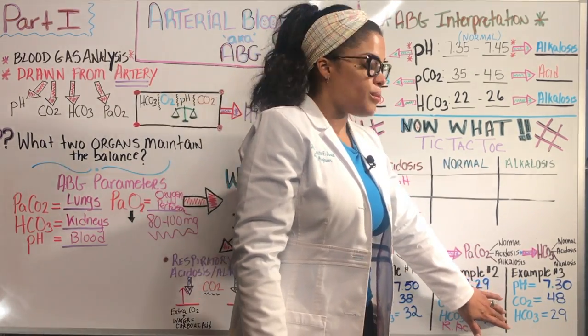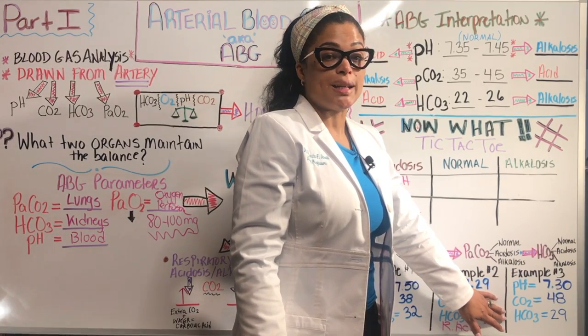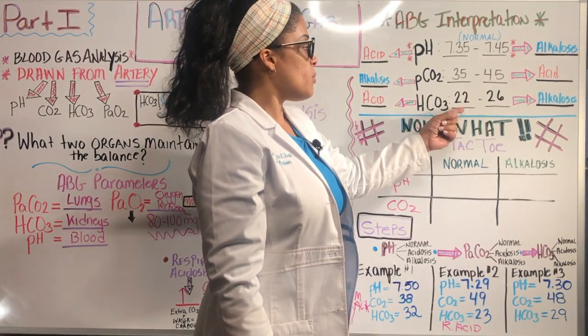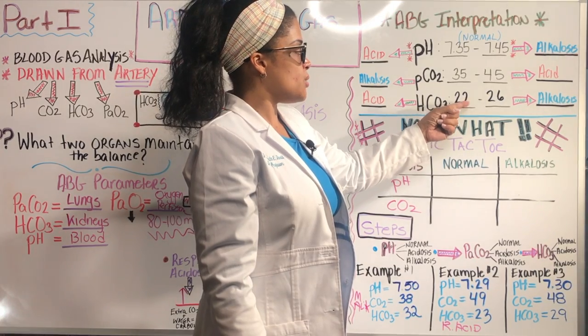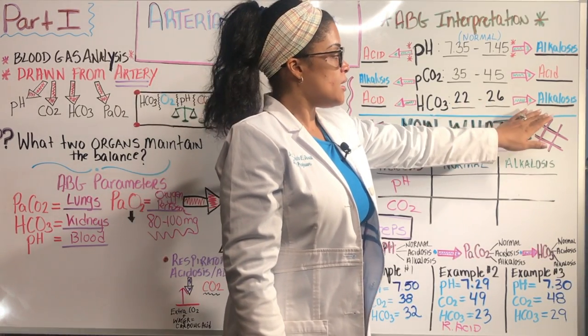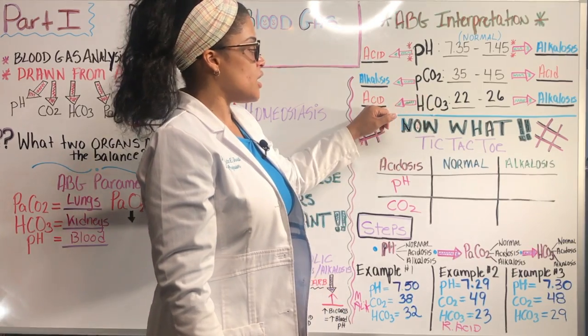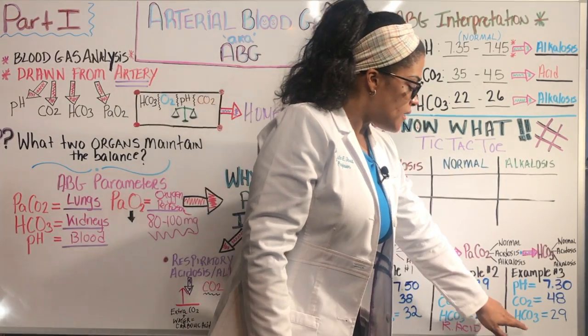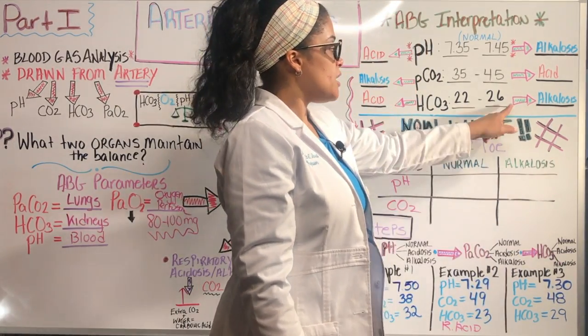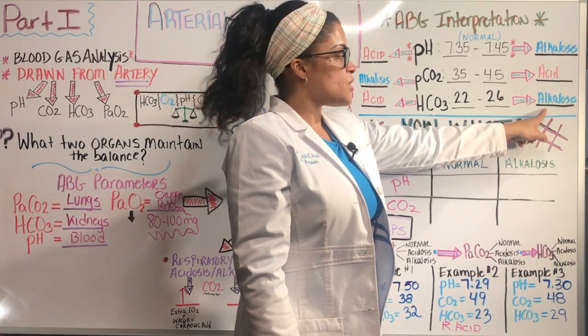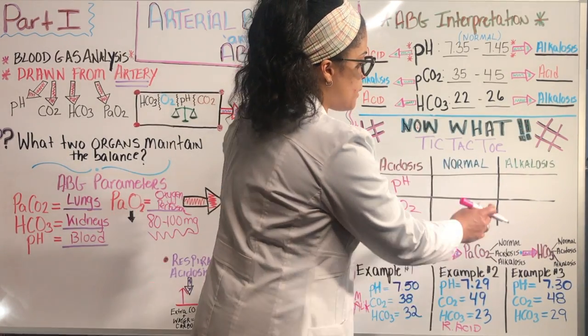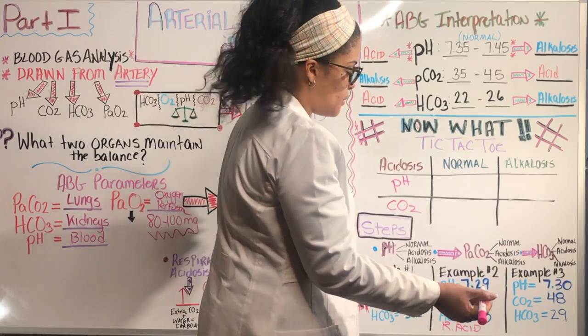Then we have a number for bicarb of 29. The normal range for bicarb is 22 to 26. Anything over is alkalosis and anything under is acid. Being that this is 29, it is considered an alkalosis environment. So I'm going to plug it into the alkalosis column.